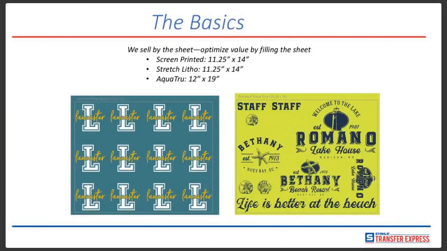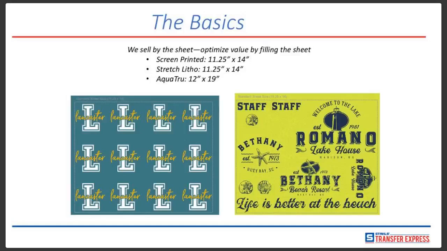We sell by the sheet, so we optimize value for you to fill that sheet. Again, this is the gang sheet example here. On the left-hand side, we were able to put several of the letter L's for Lancaster, which could be perfect for a sleeve or a left chest piece. You could put that on a pair of shorts. Wherever you want to decorate, that could definitely be included. On the right, we were able to put several different transfers there. We had a full front for the Romano Lake House there on the right.